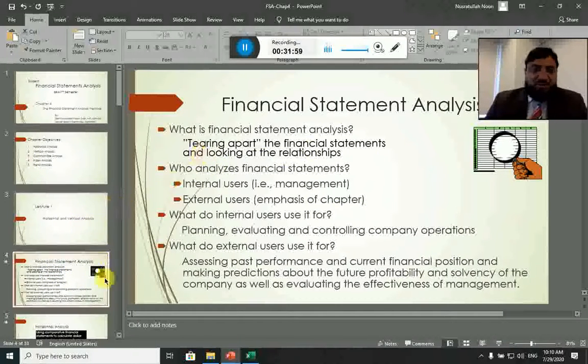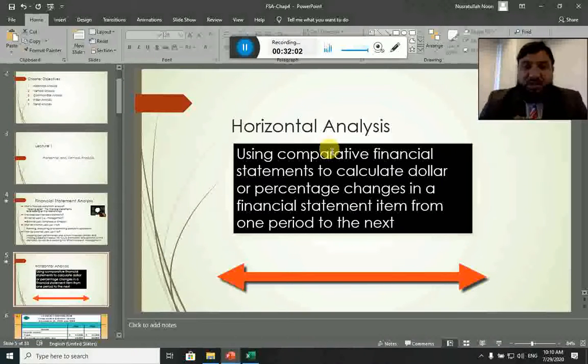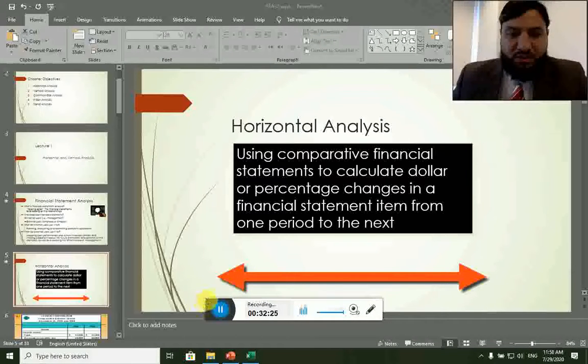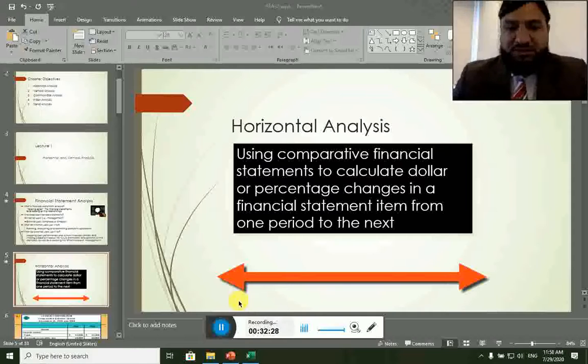Now let's talk about the horizontal analysis. Horizontal analysis is one of the financial statement analysis techniques used by financial analysts in order to calculate the dollar change and the percentage change over a period. As you can see, the analysis is horizontal, meaning we compare one year's information with the other year's information. We go from here to here, or from here to here.